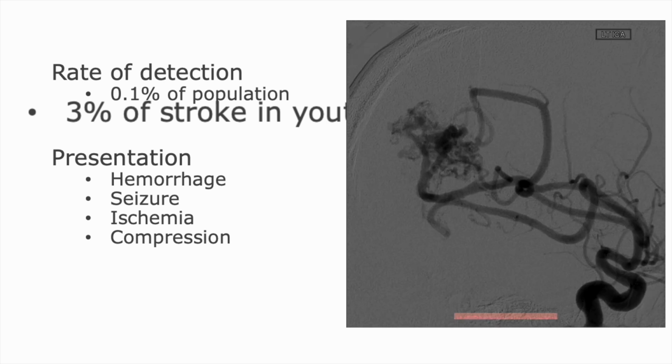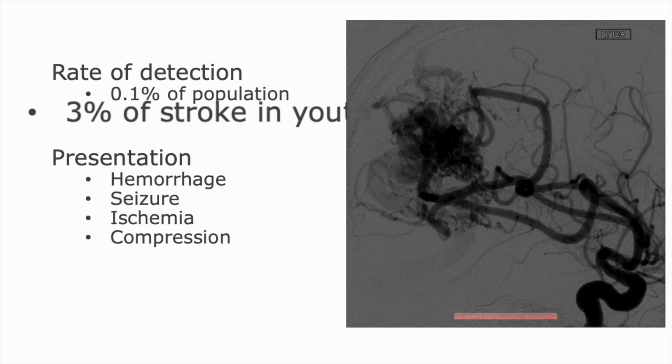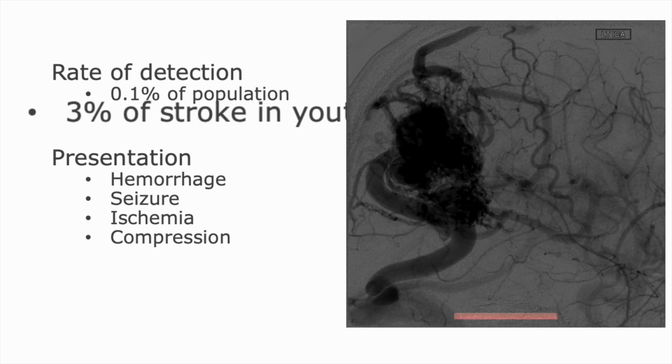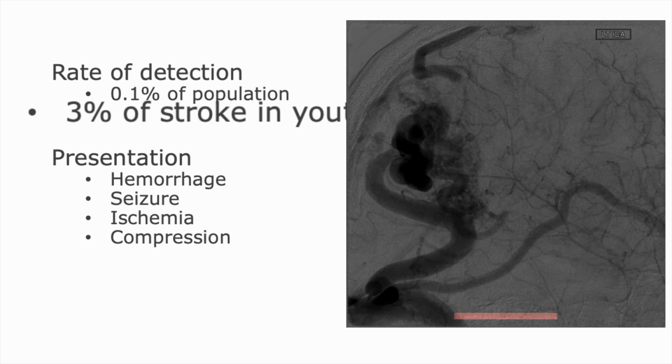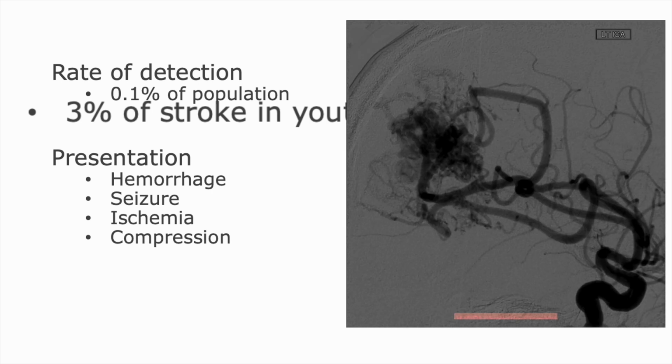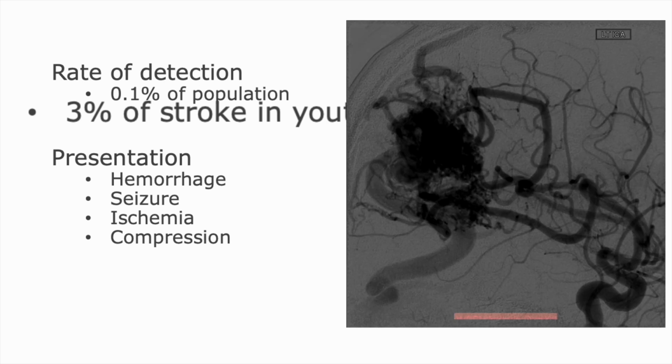Intracranial hemorrhage is the most frequent presentation. About 50% of AVMs are detected in this way. The second most common presentation is seizure, detected in about a third of cases. Pretty rarely, AVMs present with ischemic symptoms or compressive symptoms.